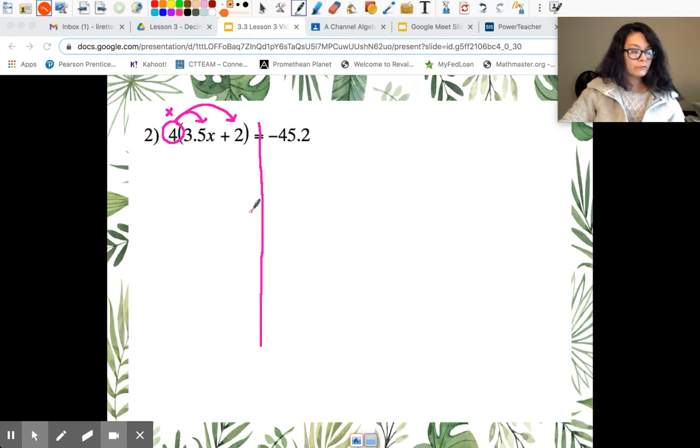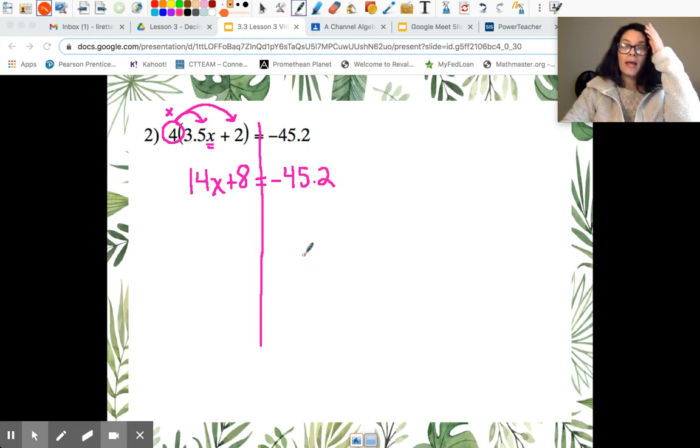4 times 3.5 gives me 14. Just remember, this product should have an x attached to it. 4 times 2, I can actually do that in my head. That's going to give me a positive 8. And I bring down my equals -45.2. Now I look for any terms that can be combined. Well, if I look on the left side, this has an x, this does not. So they're not like terms. This is a variable term and this is a constant. So I'm ready to solve.